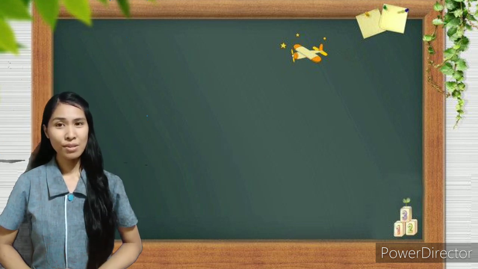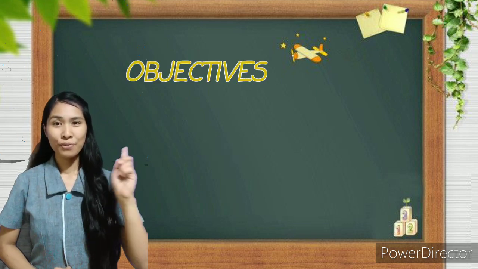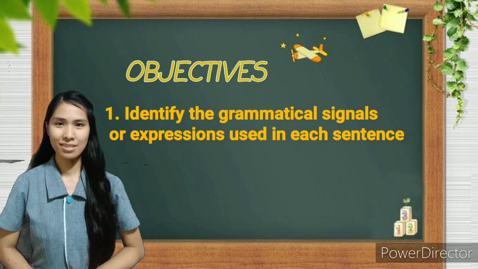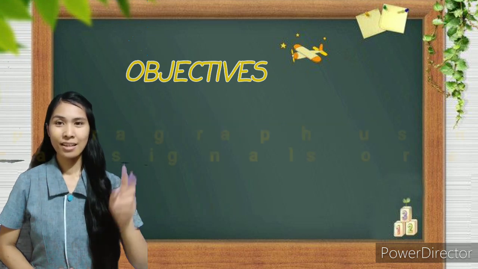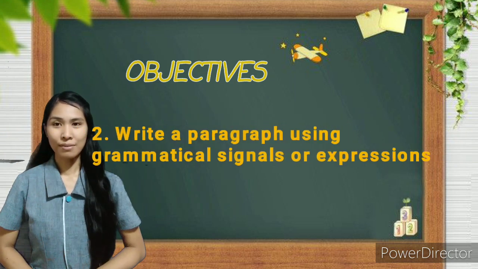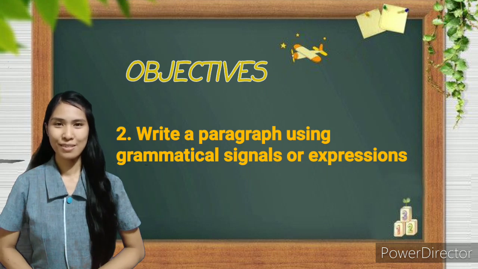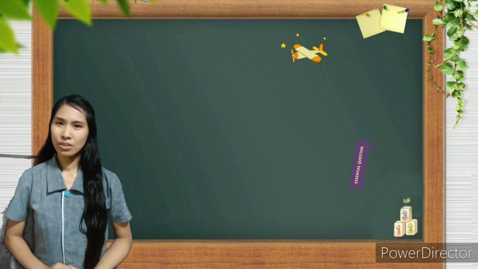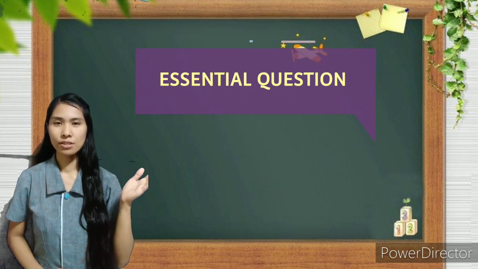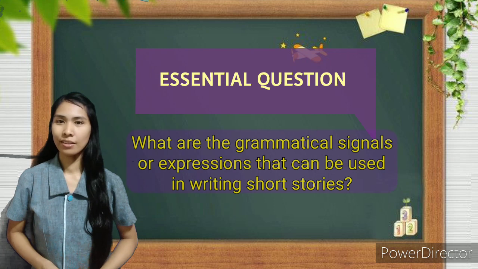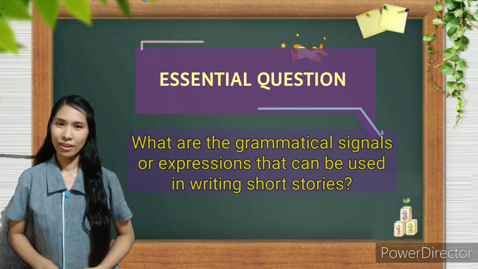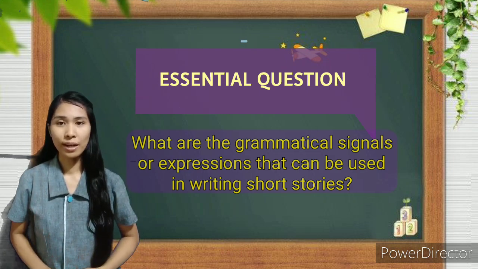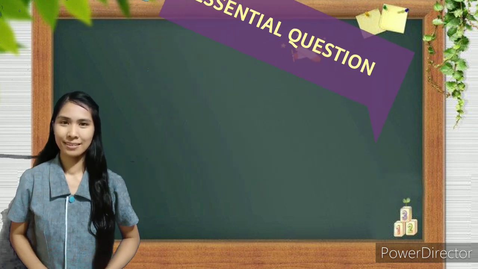Let me begin by giving you our learning objectives. First, identify the grammatical signals and expressions used in each sentence. Second, is to write narrative paragraphs using grammatical signals and expressions. Before we proceed to our lesson, I want you to reflect on our essential question, and this will be answered at the end of our discussion. What are the grammatical signals and expressions that can be used when writing short stories?